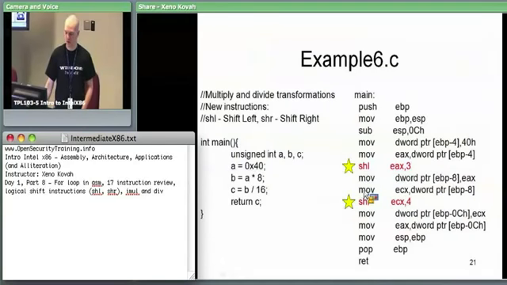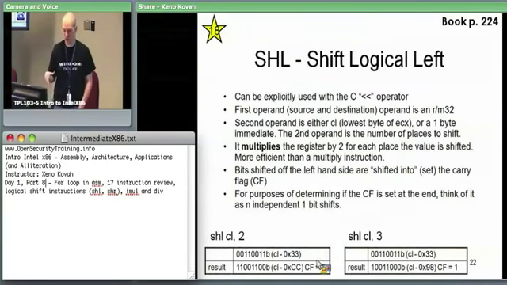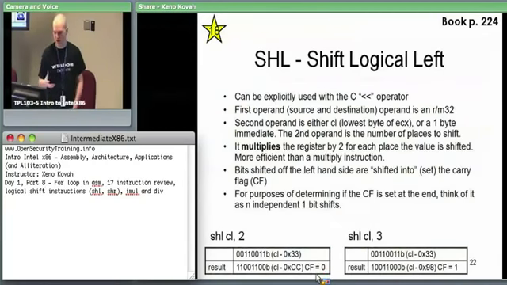Somehow, some way, the compiler decided that for my multiply and my divide, I would be better suited by having a shift instruction. So let's see why that's the case. First of all, you can explicitly use shift things, and that's why I said you may know about this already if you've done a bit of C coding. You can use the shift left by doing this less than sign. So it's saying shift that way, shift left, right?